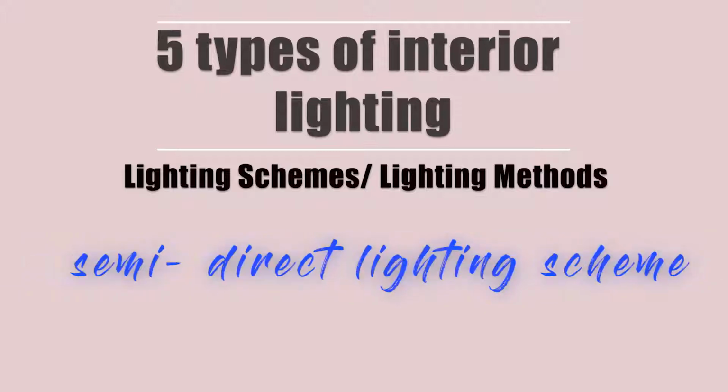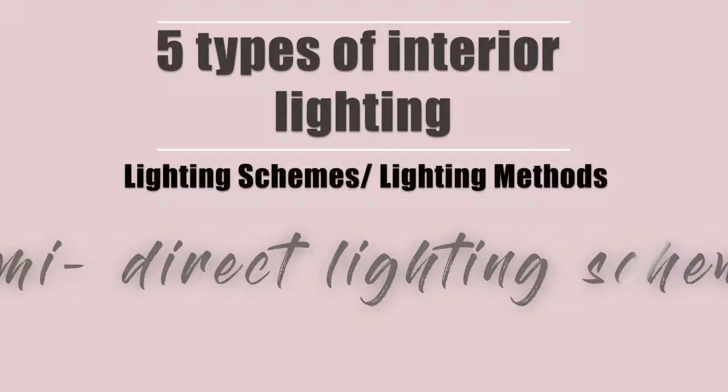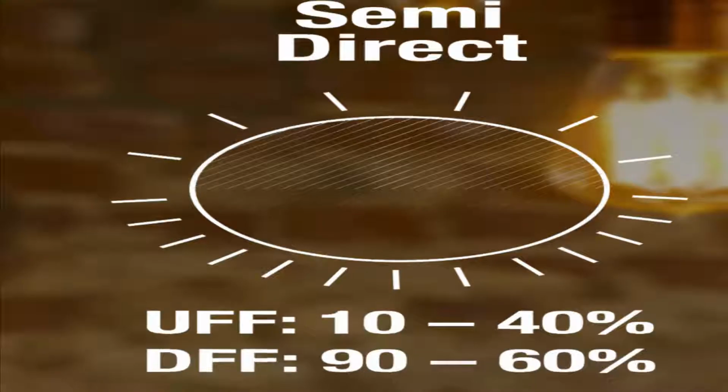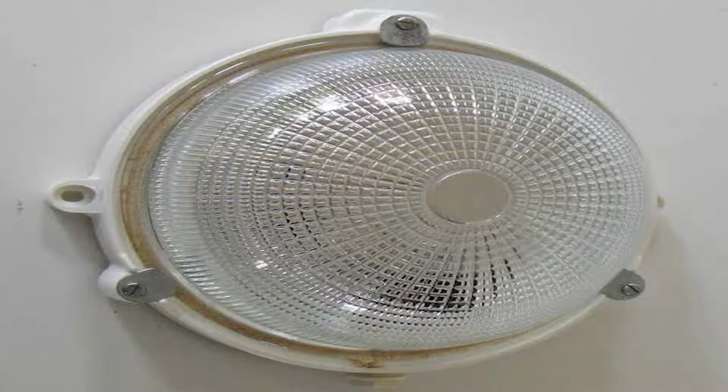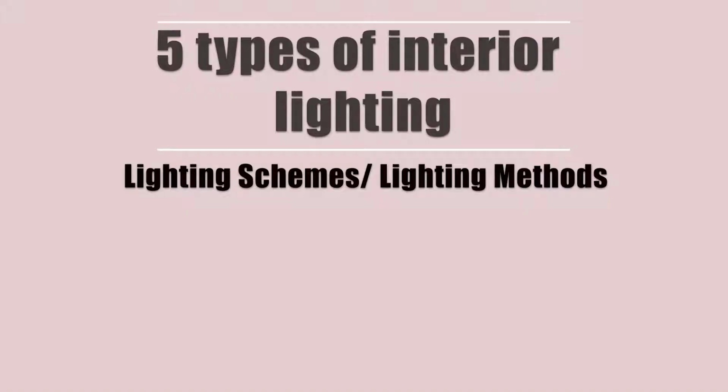3. The semi-direct lighting scheme. Here, 60 to 90% of the light shines towards the working surface. They are fixtures enclosed in prismatic glasses. This scheme is best in high ceiling areas.